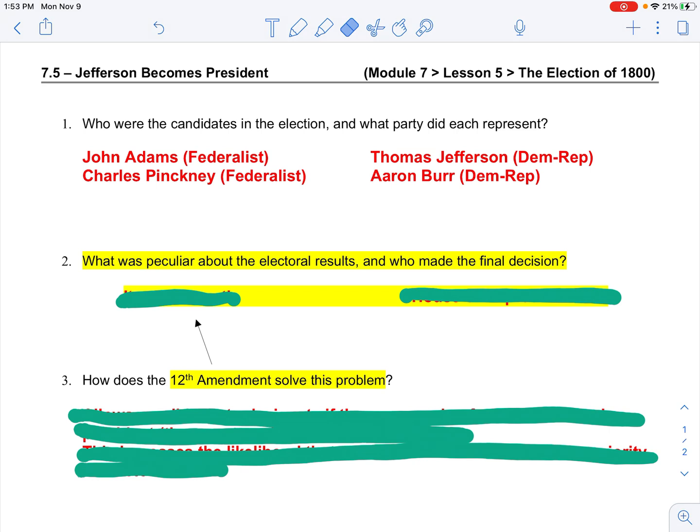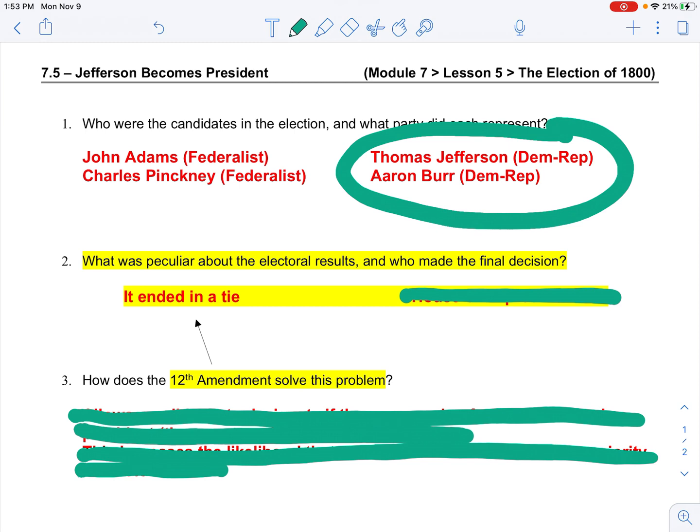But what's peculiar about this election is that it ended in a tie. Actually, it was a tie between Thomas Jefferson and Aaron Burr. So these are the guys here that are in a tie. John Adams and Charles Pinckney did not receive enough electoral votes to win either. So in the end, nobody received enough to win. So what happens in this case, if there's a tie or if no one wins the majority of electoral votes, the House of Representatives actually has to make the decision. They will cast votes in the House of Representatives to determine who will be the next president.